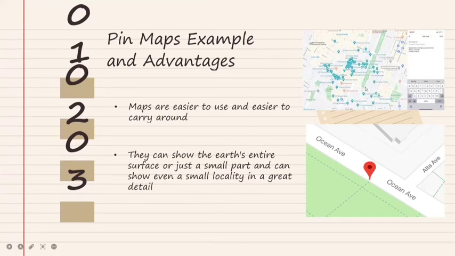This is a pin map that we can use on our cell phone in the app called Google Maps. Second advantage of this map is they can show the Earth's entire surface or just a small part and can show even a small locality in great detail.